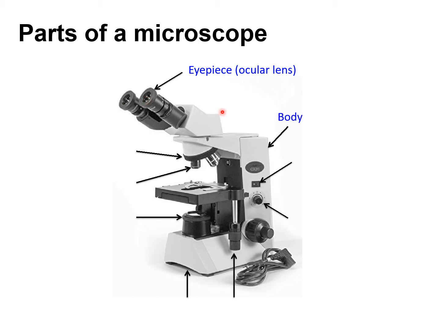Then we have the body. So this is the body of your microscope, and this is the arm. And so usually when you carry the microscope, you grab on the arm and you always put a hand underneath your microscope on the base so that you can ensure that you are carrying it properly and you're not going to drop it.